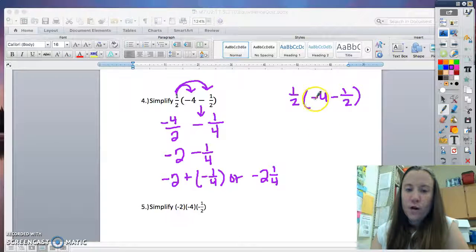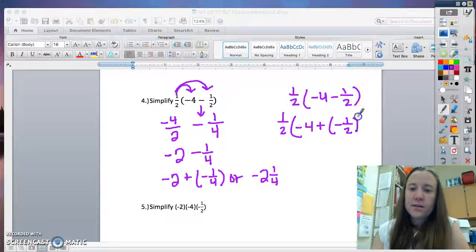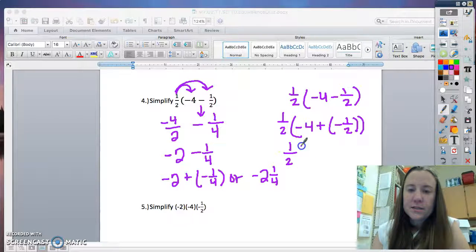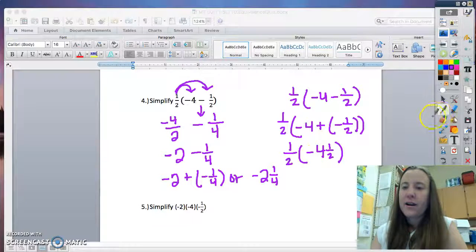So -4 minus 1/2. I'm actually just going to rewrite that as -4 plus -1/2. Ignore that double parentheses there. It's just to show that this is a negative 1/2, so you distinguish it from this plus sign here. Now I've got 1/2 times -4 plus a negative 1/2. When my signs are the same and I'm adding, I add the numbers, so -4.5, and I keep the sign, which was negative. Now I have 1/2 times -4.5.